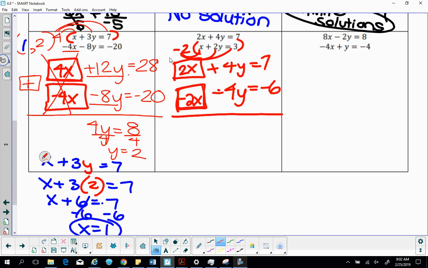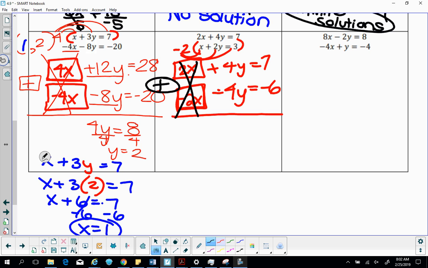Who got that far? Give me a thumbs up. I saw most of us did. Then what do I do between those two equations? What do I do right here? Add them. So Kamari, tell me what you got. What did you do next, once you get this? Add. And so what do I do? What happens? You get 0, so they eliminate.